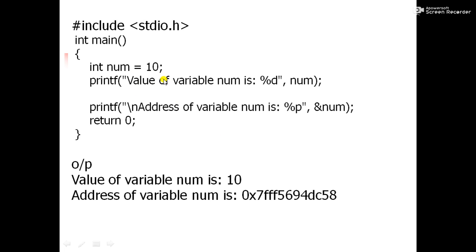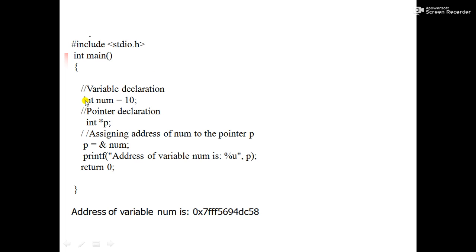Now coming to the second example. In this example, suppose we have a variable num. We assign the value 10, storing it in that variable. And we have declared one pointer variable here, int *p. So p is the pointer variable. Now after declaring this variable, we are assigning the address of num to the pointer p by using the statement p = &num.